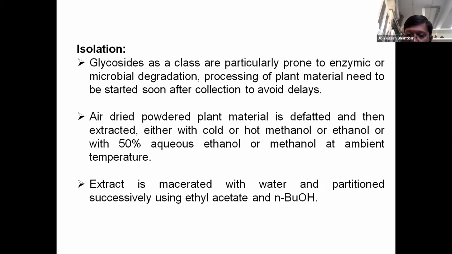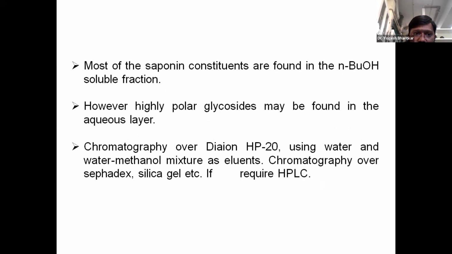In that case we have to do n-butanol fractionation, so as to avoid chromatographic problems. With the inorganic material, we have to fractionate with n-butanol and water. Although the molecule is water soluble, it comes in the n-butanol. Most of the time it comes in the n-butanol. Most saponins are found in the n-butanol soluble fraction.